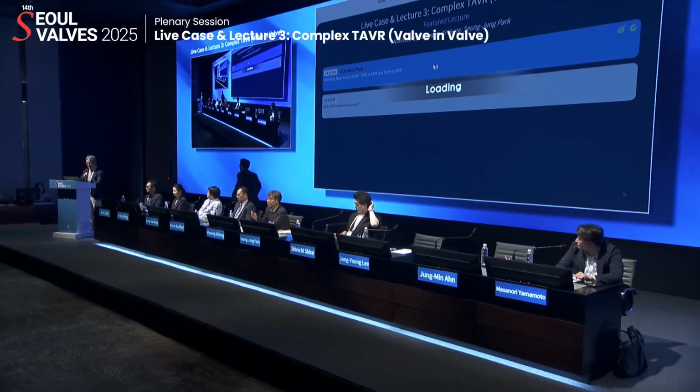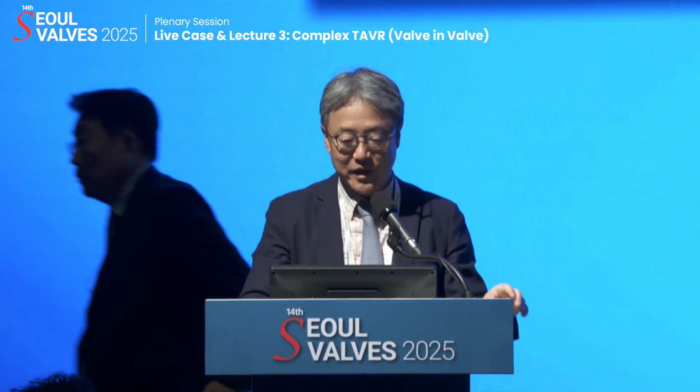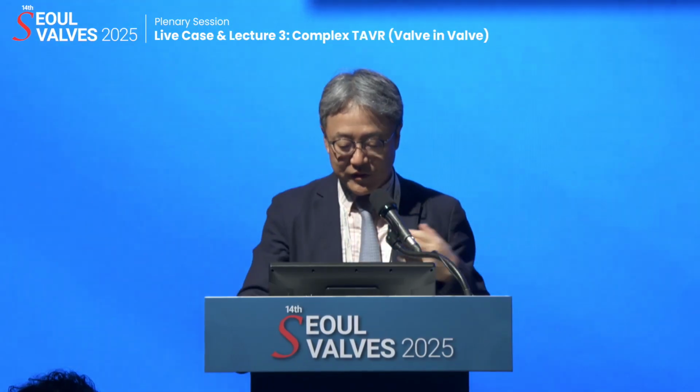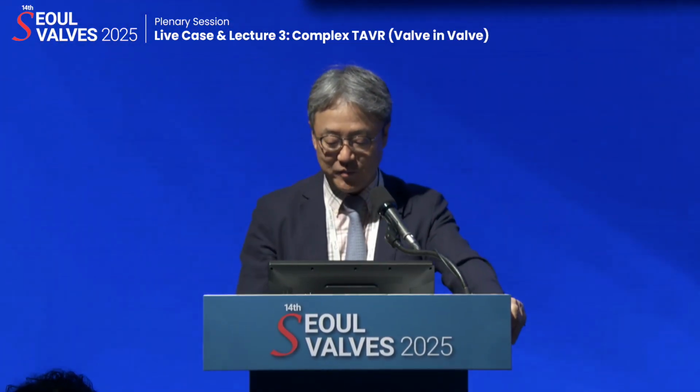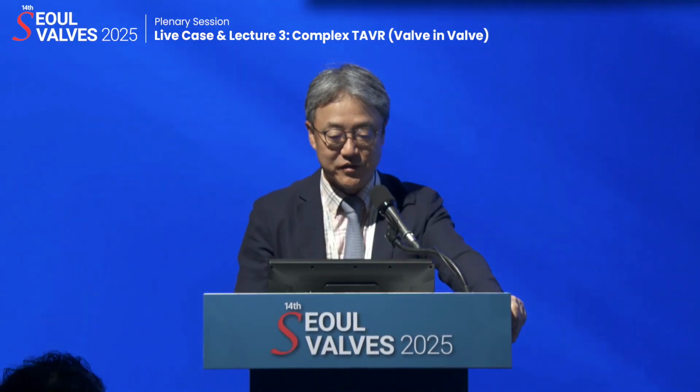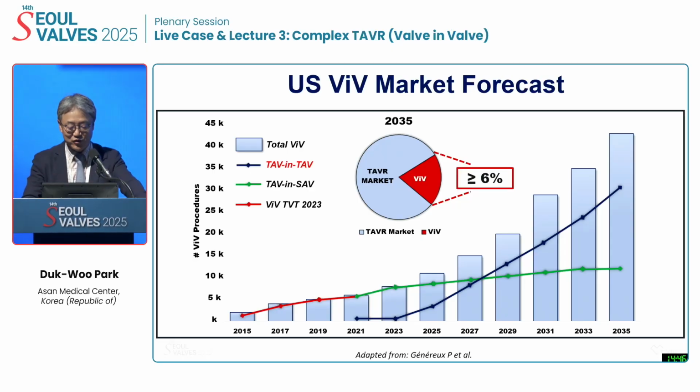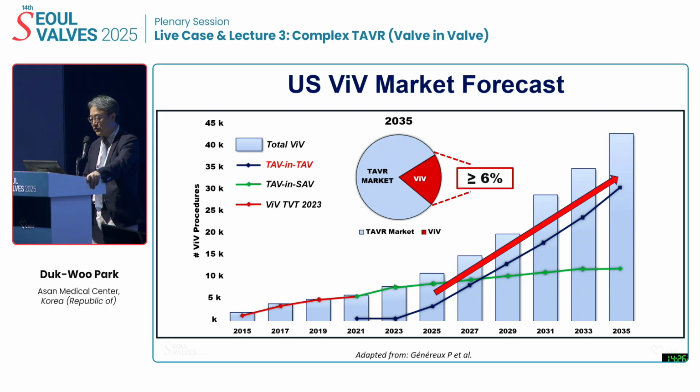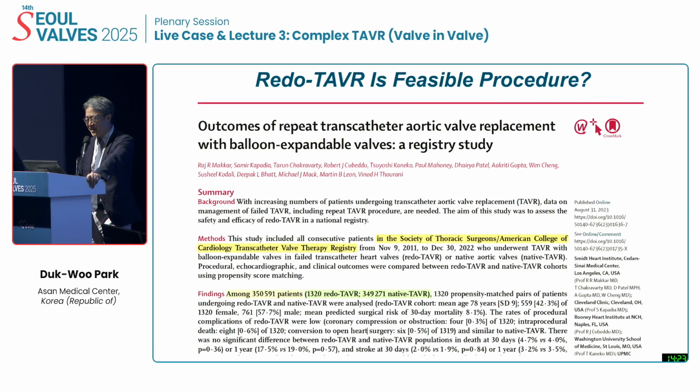So this is a summary about the valve-in-valve procedure and what we are concerned about in the interventional aspect. This is my disclosure. This slide was already shown by Professor Allen Yeung, and the overall valve-in-valve procedure is going up. Compared to TAVR in SAVR, TAVR in TAVR is rapidly going up, and perhaps 10 years later, more than 10% would be TAVR in TAVR procedures. Practically, redo TAVR is a feasible procedure.